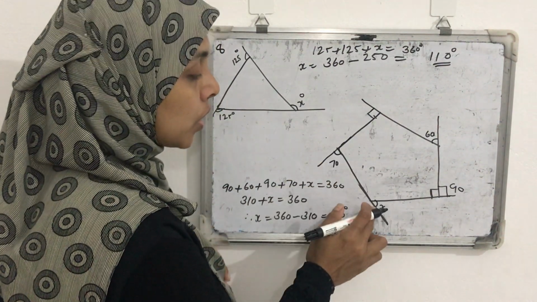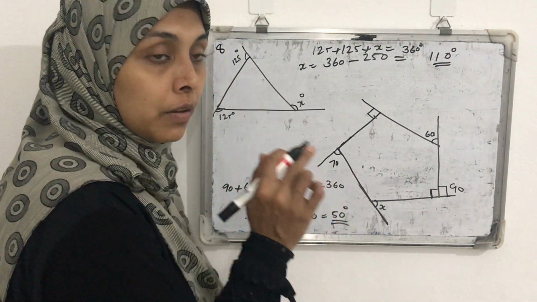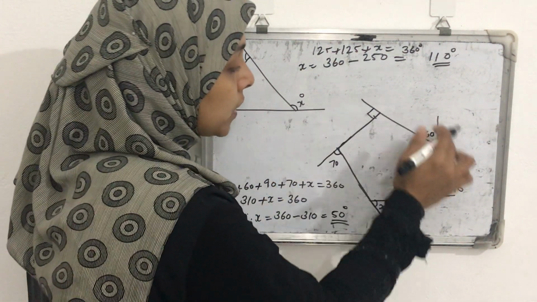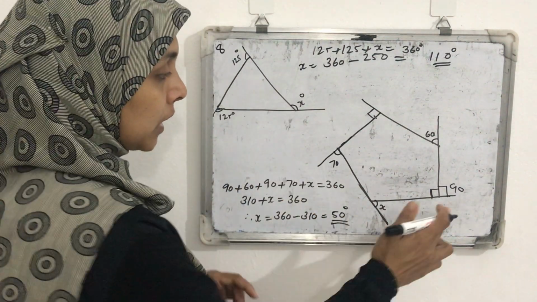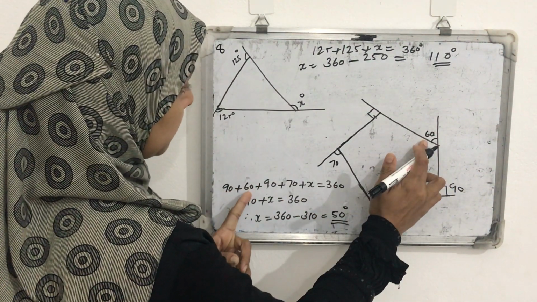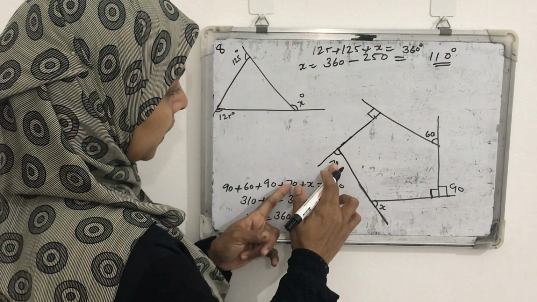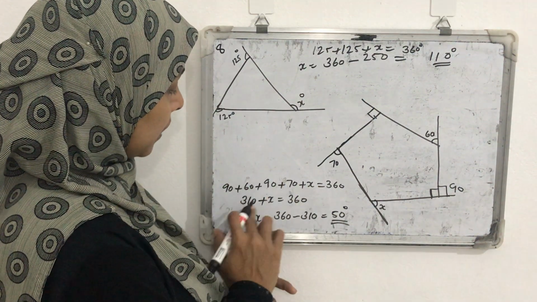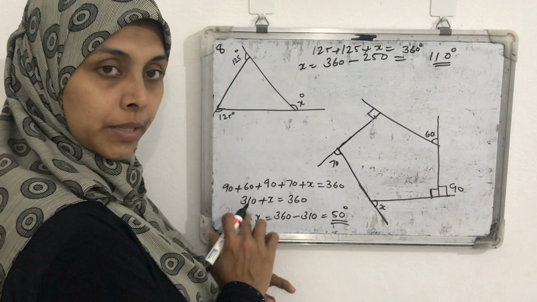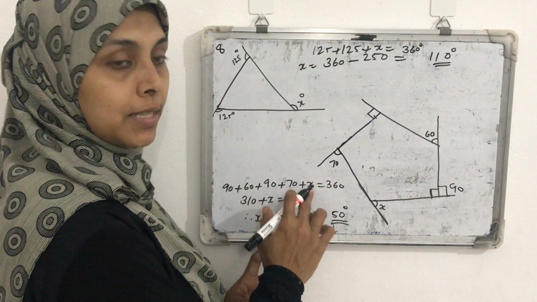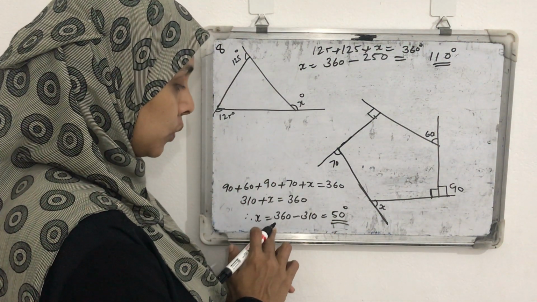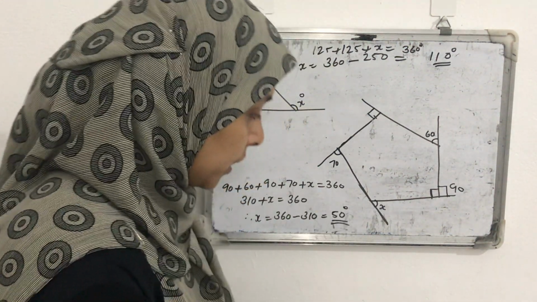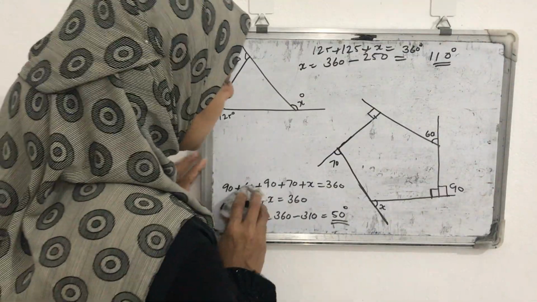This is 70. Only one angle we don't know. But using the angle sum property of exterior angles, the sum of these angles will be 360 degrees. That means 90 plus 60 plus 90 plus 70 plus x will be 360 degrees. Then the sum will be 310 plus x. 310 plus x will be 360. Therefore, x is equal to 360 minus 310, that is 50 degrees. Okay, very easy question. So someone asked me to clear that doubt.